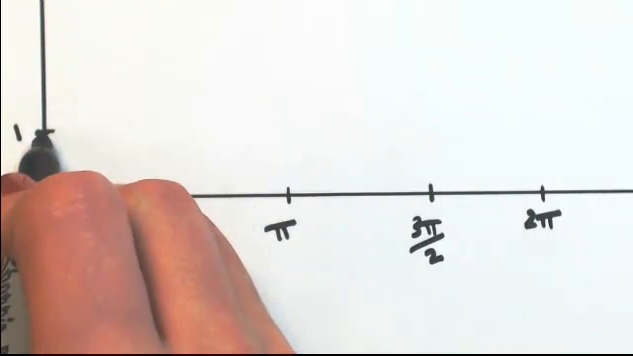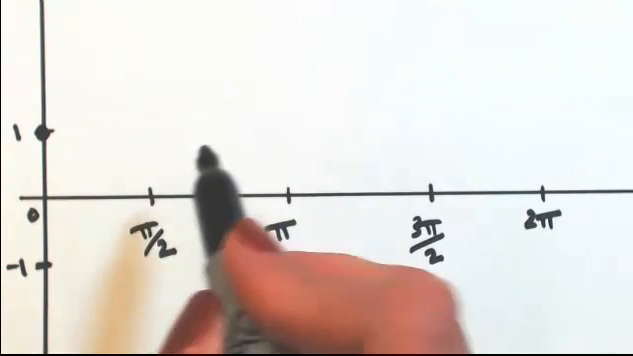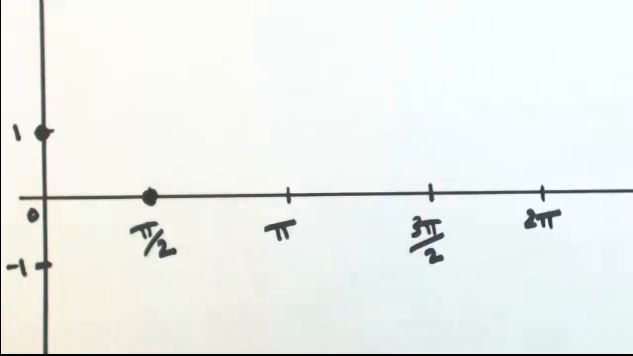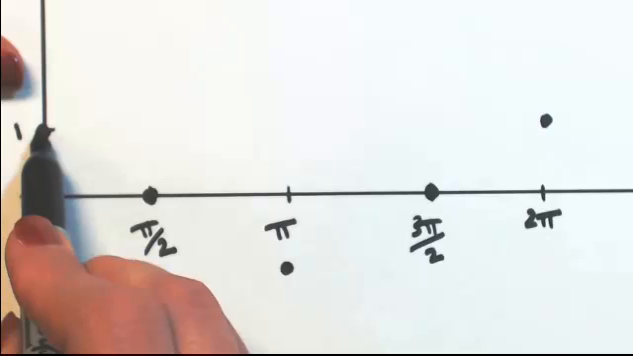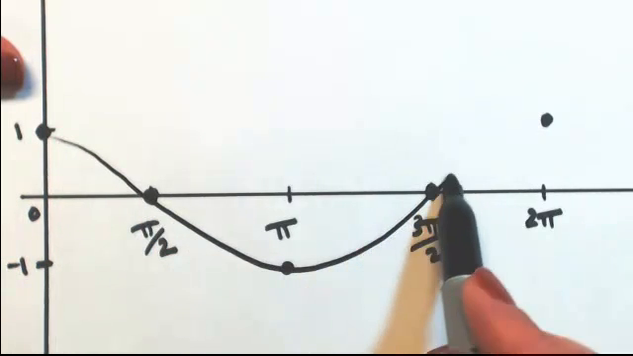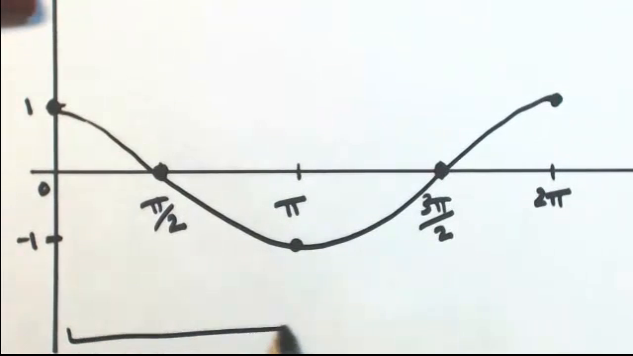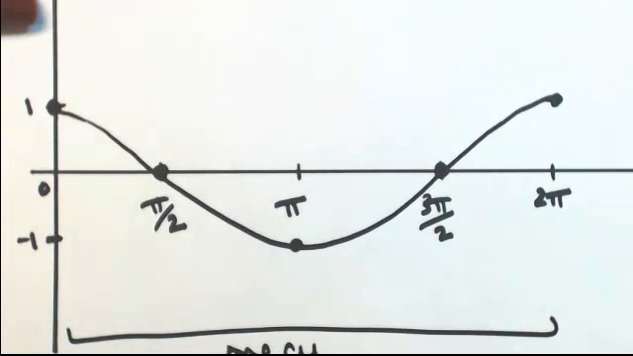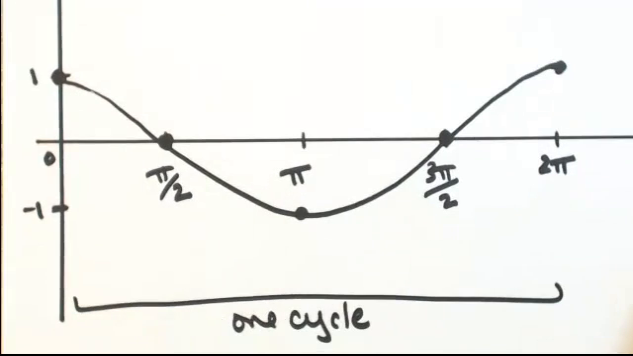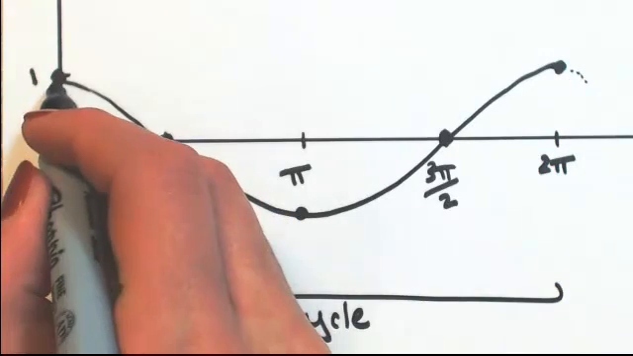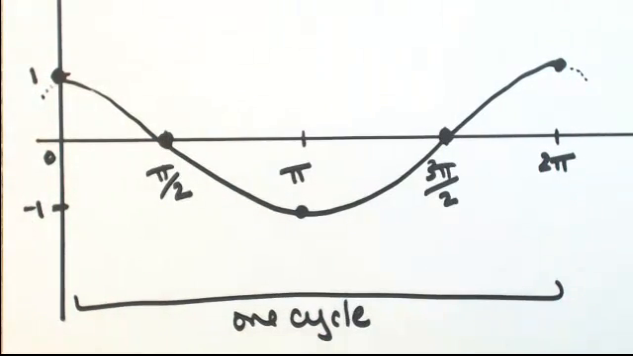So at 0 we get 1. Pi over 2 is 0. Pi is -1. At 3 pi over 2 we get 0. And then at 2 pi we have 1. Okay, so this is going to be one cycle of our cosine function. Notice that if I were to keep going around the unit circle, this would just start repeating, so let me denote that with some dashes just to show that this keeps going.